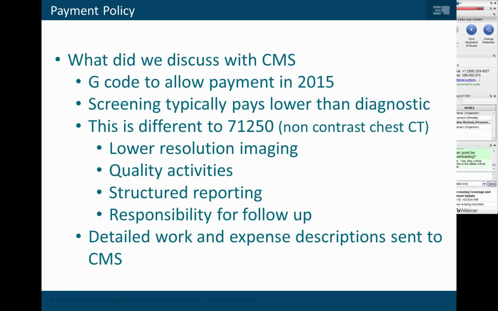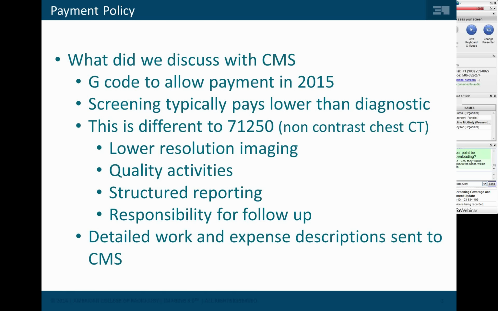So what are some of the things that we discussed with the folks at Medicare about this new service of lung cancer screening? Well, anyone who's familiar with the whole CPT RUC process will know that it can take up to almost 2 years between developing a new code and then sending it through for valuation and having Medicare decide whether it accepts that valuation and then finally getting it into the fee schedule.